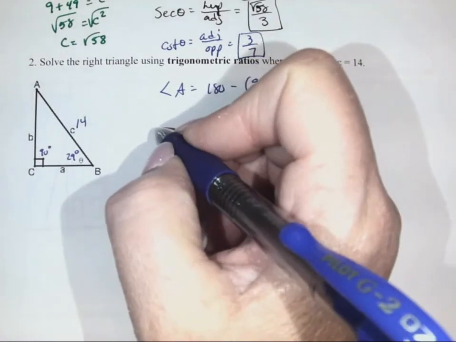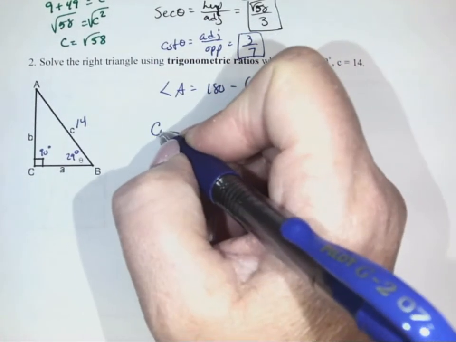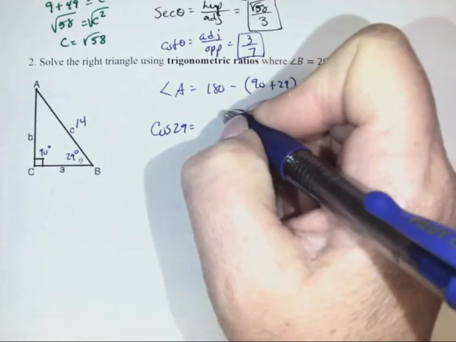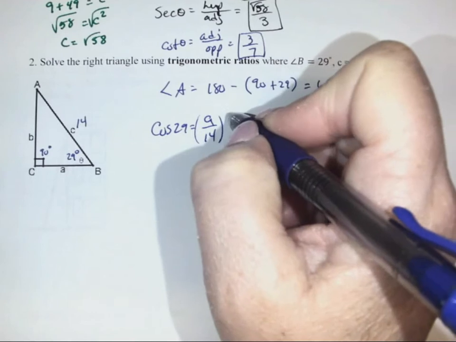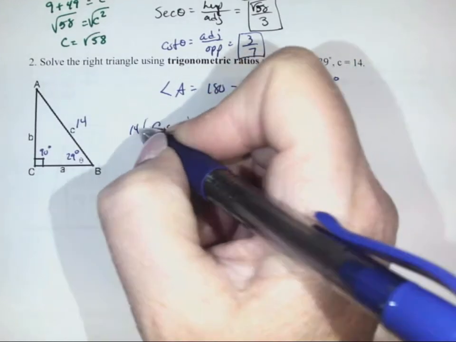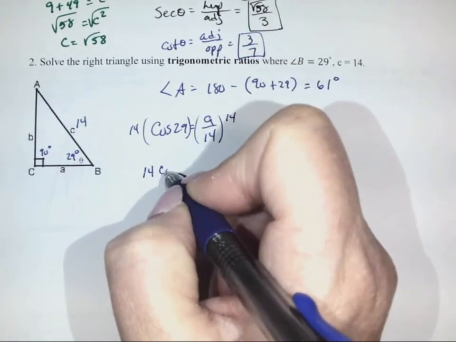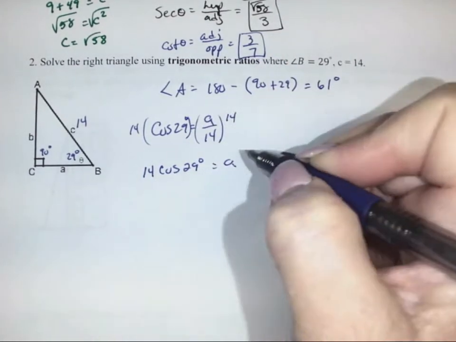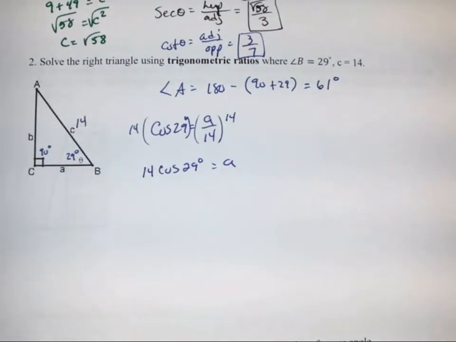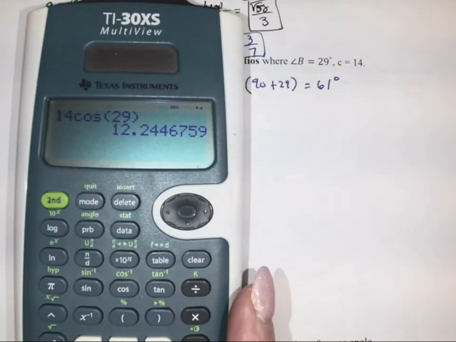All right, so we'll have the cosine of 29 would be equal to A over 14. We will multiply both sides by 14 and get that 14 times the cosine of 29, and you need to understand that's a degree, is equal to A. So if it is a degree, what mode does our calculator need to be in? It needs to be in degree mode. So if we put in 14 times the cosine of 29, we will end up with 12.2.